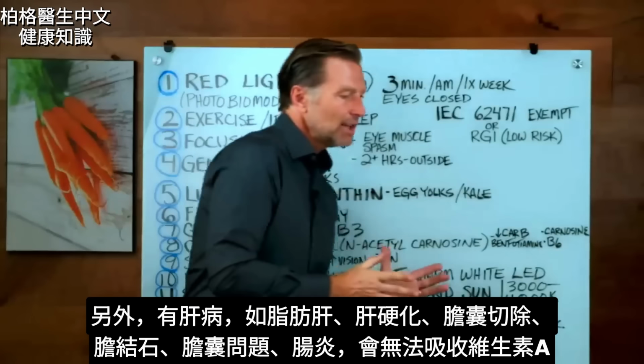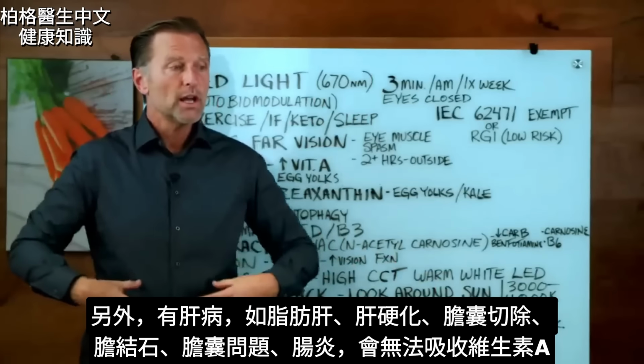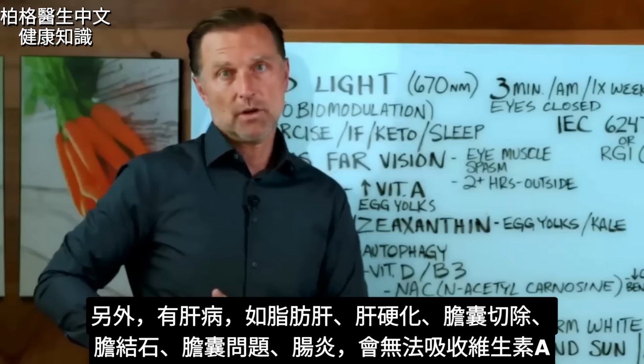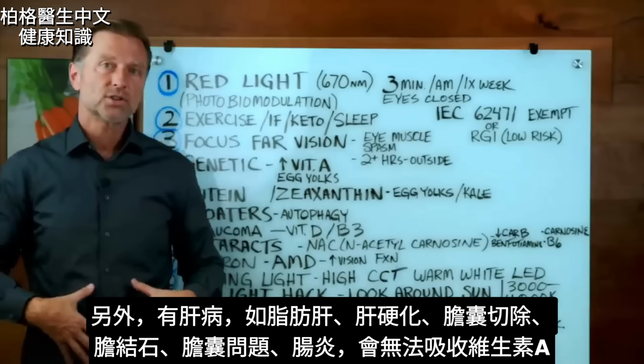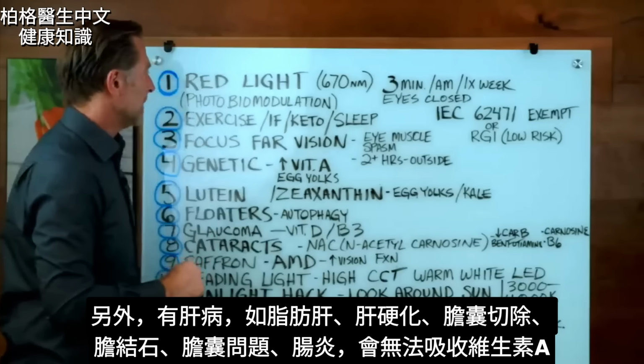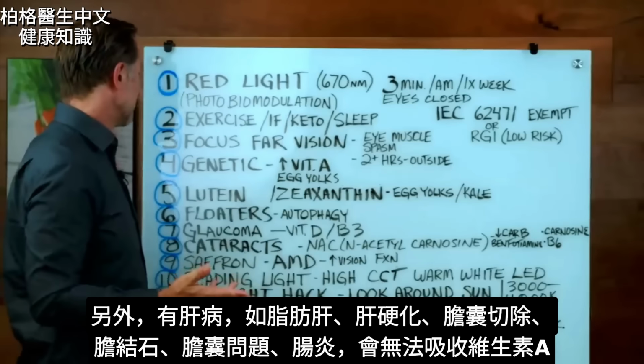And the other thing to realize is if you have a bad liver, let's say you have a fatty liver or cirrhosis, or you don't have a gallbladder anymore, or you have a gallstone, or a gallbladder problem, or you have inflammation in your gut, you might not be able to even absorb vitamin A. So that's another factor. I wanted to bring that up.